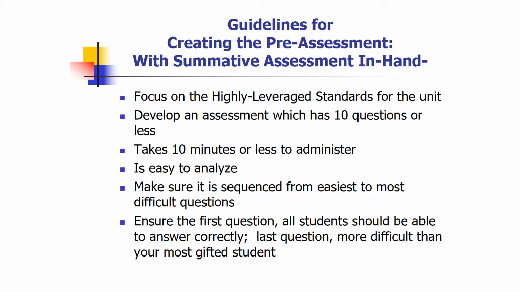Now, the pre-assessment development guidelines. Focus on highly leveraged standards for the unit. Develop an assessment which has 10 questions or less. Take 10 minutes or less to administer. It should be easy to analyze. Make sure it is sequenced from easiest to most difficult questions. Ensure the first question is one all students should be able to answer correctly. The last question should be more difficult than your most gifted student can answer.